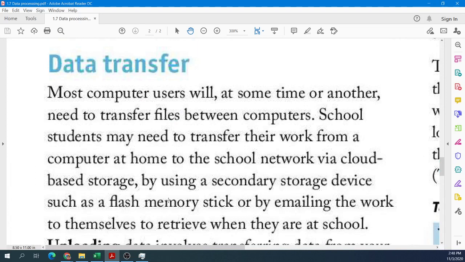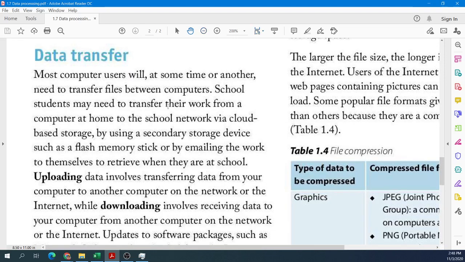So, at one point or another, you will need to transfer data from one location to another. And more than likely, you have already done this before. You may have a flash drive with a game on it, and you would transfer it to another computer. You have a phone, you have a song, you would transfer it to your phone. All of that is transferring data.